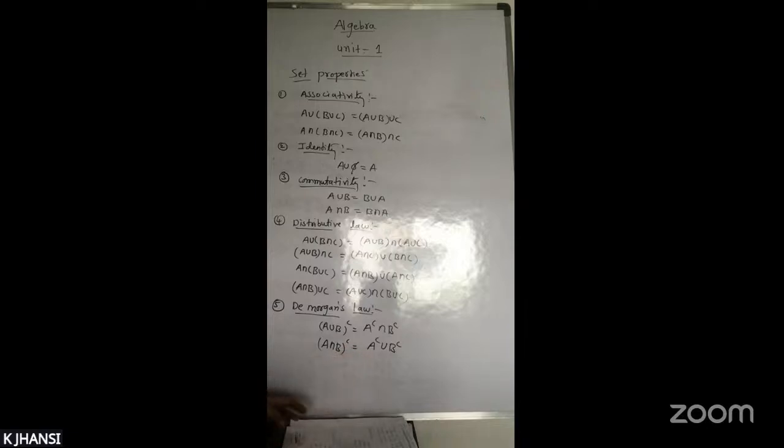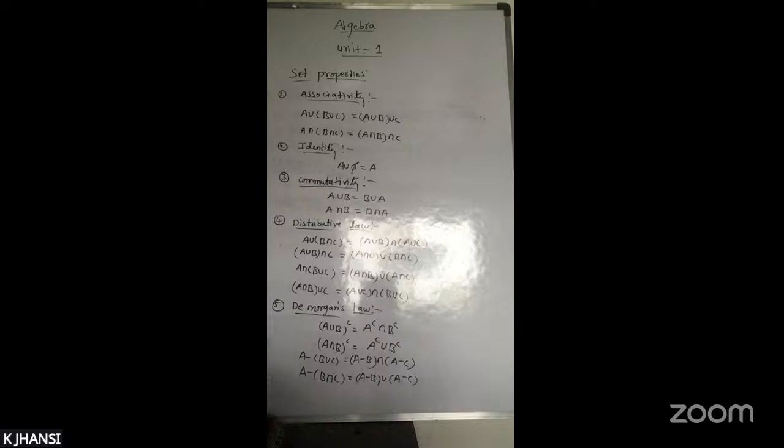And one more is A minus B union C is equal to A minus B intersection A minus C. One more is A minus B intersection C is equal to A minus B union A minus C. Okay.